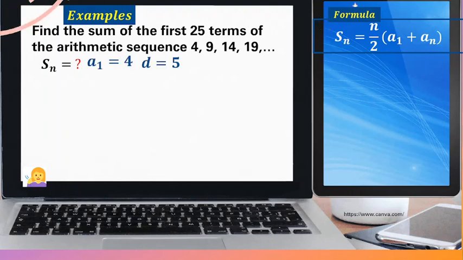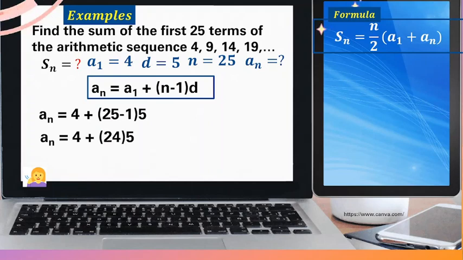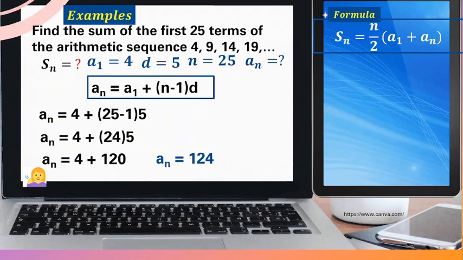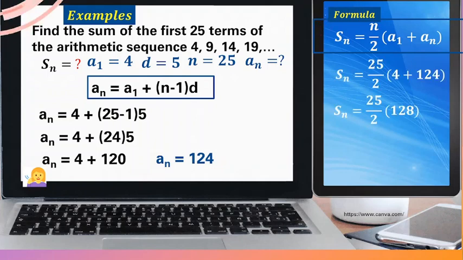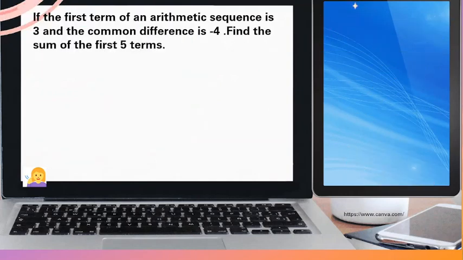Next, find the sum of the first 25 terms of the arithmetic sequence 4, 9, 14, and so on. So A sub 1 is 4, common difference is 5, and the number of terms is 25. So what about A sub n? A sub n is equal to 124. We're using the formula for A sub n. So we have 4 plus 124 is 128, divided by 2 is 64 times 25 is 1,600.